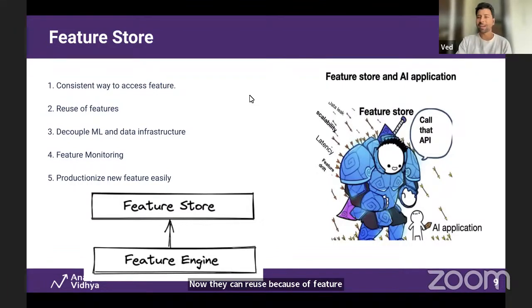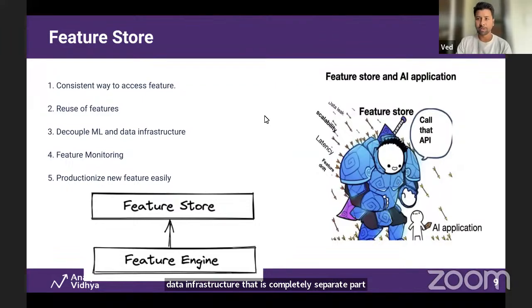Third, decouple ML and data infrastructure. The feature store separates the ML part and the infrastructure part. So when you have built a model, you don't have to worry about how the features get computed, or how the features will be served. You just need to ask for the feature. And there is a data infrastructure, a completely separate part, that is responsible for facilitating these features.